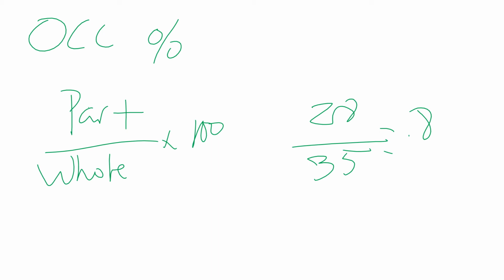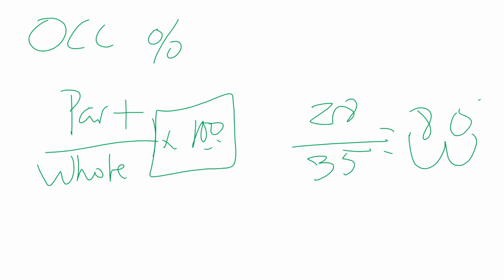Okay? So this times 100 right here, we move this decimal place over 2 spots. Why over 2 spots? Because there's 2 zeros in the 100. And then that makes it 80%. So that 0.8 represents 80% occupancy. All right? So we're using those 3 KPIs, ADR, RevPAR, and occupancy percentage.